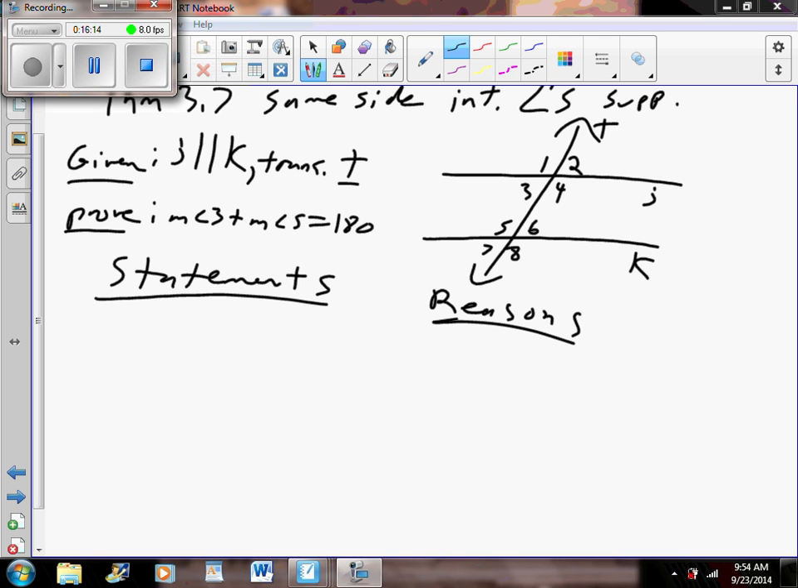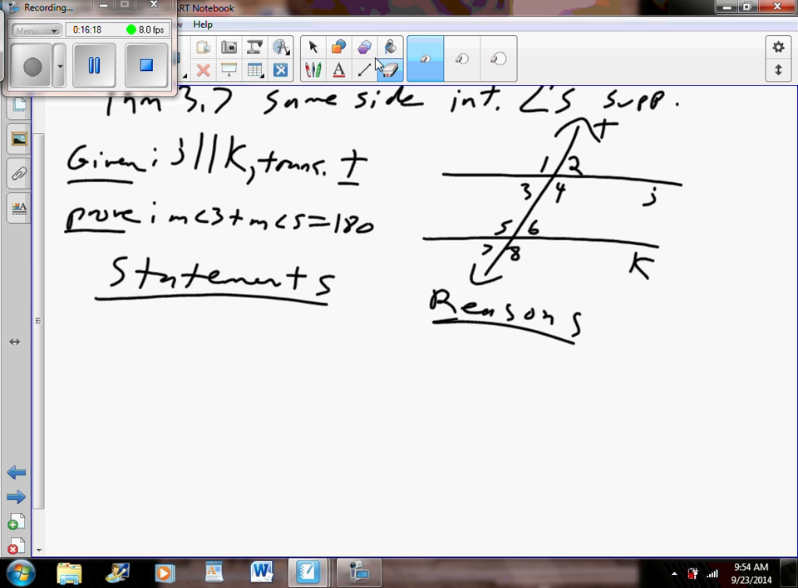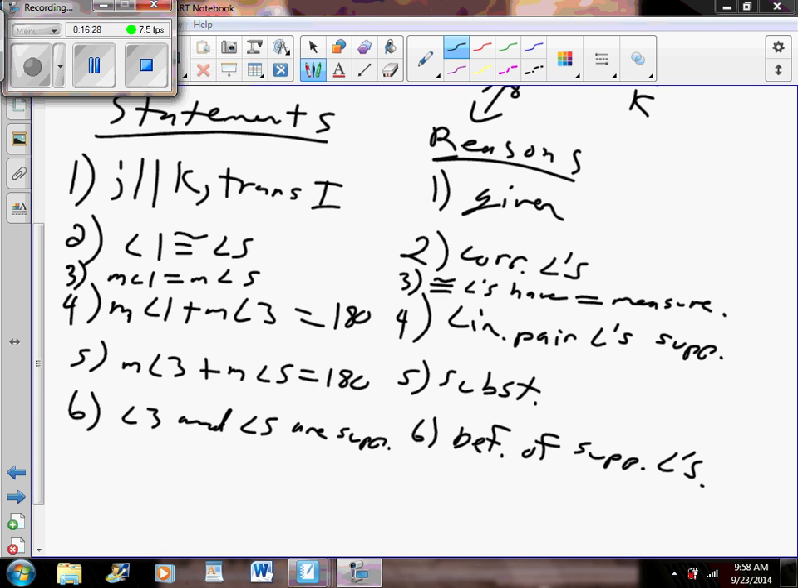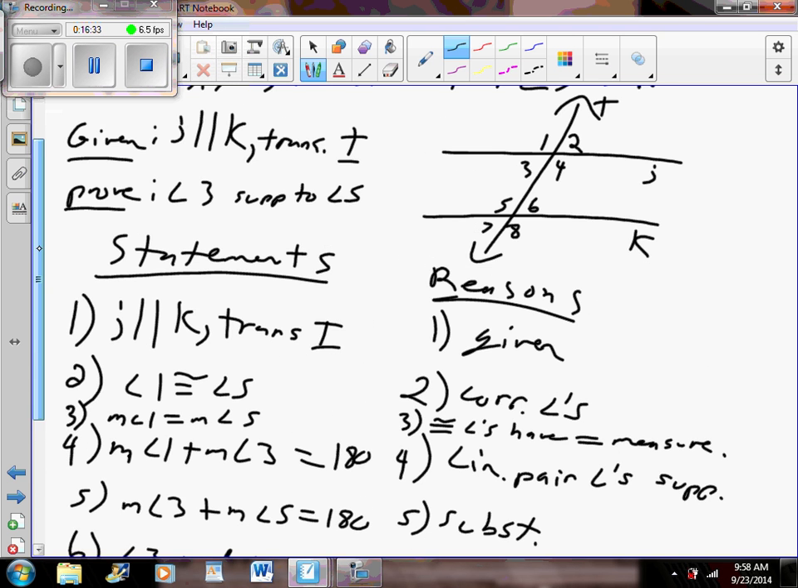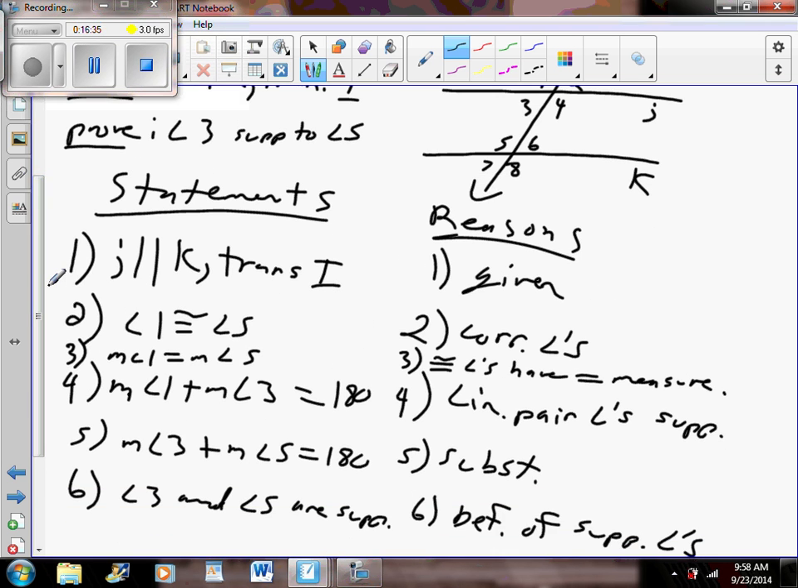Okay, and probably what I should have precisely said here, measure of angle 3 and angle 5 are supplementary angles. That's really what I should have said. Angle 3 and angle 5 are supplementary. Okay, this is basically what the proof should look like, okay? J parallel to K and transversal T, that's not a line, that's a T with an underline under it. One gets erased, that's obvious.